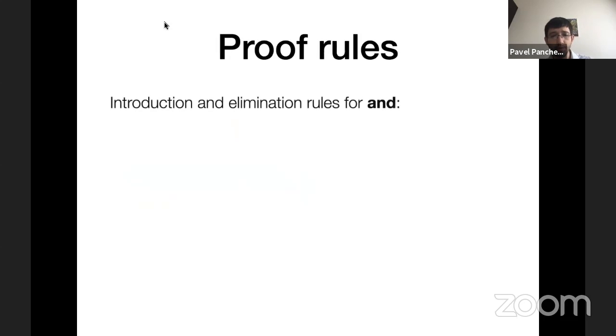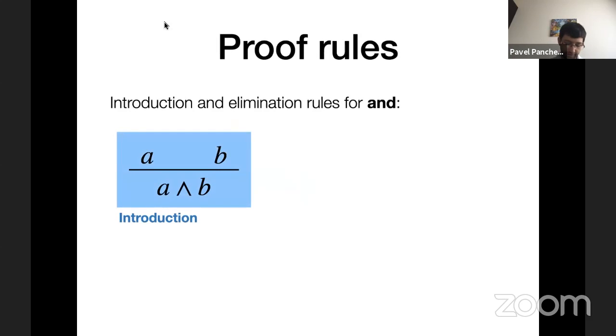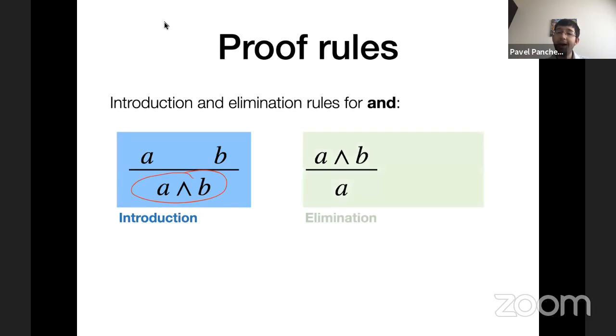So for example, for and, we've already looked at the introduction rule. We said that if you want to prove A and B, it's sufficient to prove A and to prove B. But what if you're given A and B as an assumption? Well, if you know A and B, you certainly know A. So if you're allowed to assume that A and B is true, you certainly know that A is true. And likewise, you know that B is true.